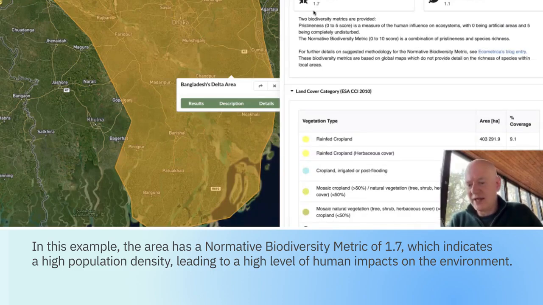That means it is highly perturbed. As you might expect, it is an area of very high population density, one of the most densely populated areas, and most of the vegetation is either cropland or urban area, with small areas of mangroves and small pockets of natural forest remaining.